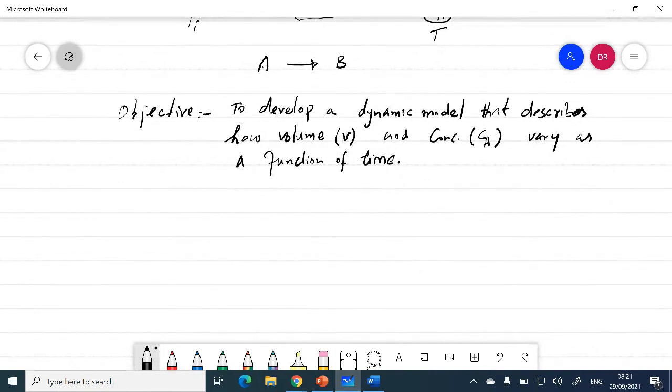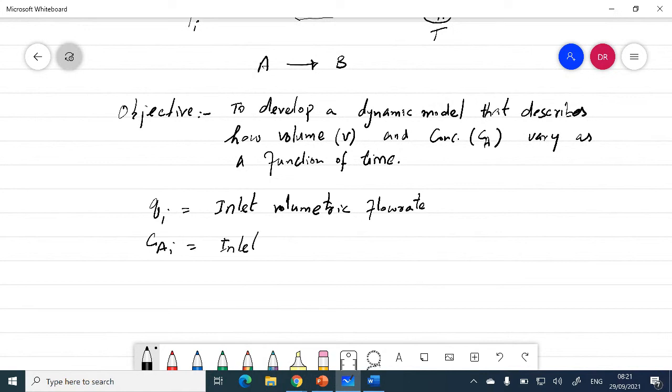I already described this process. Now we have to label all the symbols and notations. Here we have Qi, the inlet volumetric flow rate, and we also have CAI, the inlet concentration of component A.